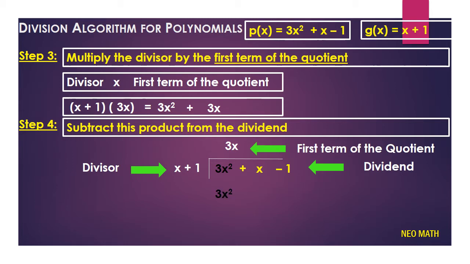So now we have to write the product of the divisor and the first term of the quotient. So change the sign. Now subtract: 3x square minus 3x square get cancelled, plus x minus 3x we get minus 2x, and bring down minus 1. This is the remainder.